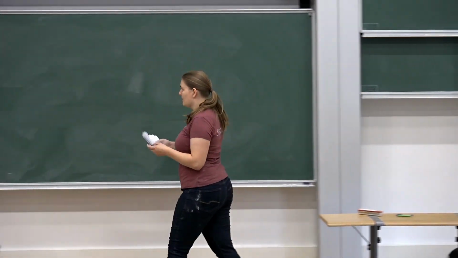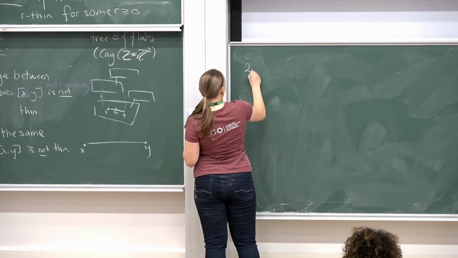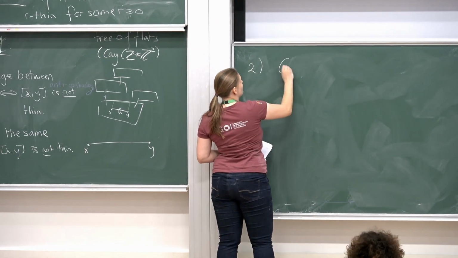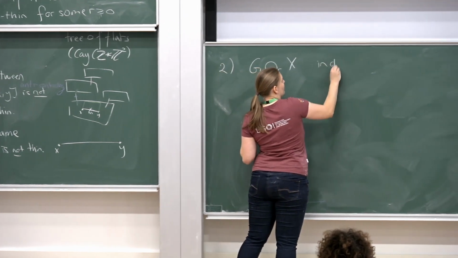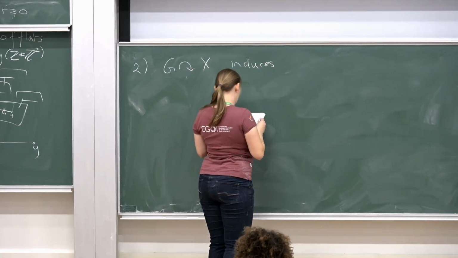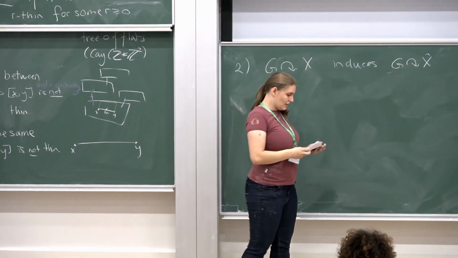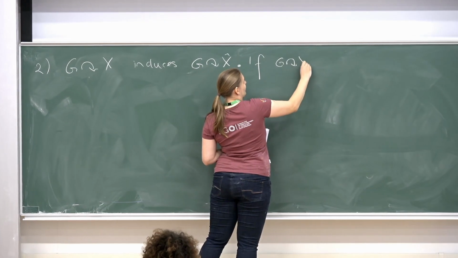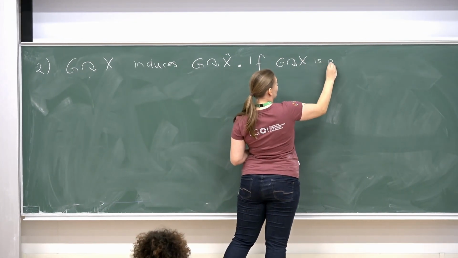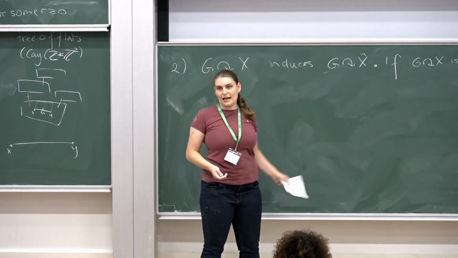What if we add a group and a group action? As I explained before, if we have an isometric action of a group G on X, then this induces an isometric action of G on the contraction space. And if we assume that the action of G on X was proper, then we can say more nice things about the action on X hat.